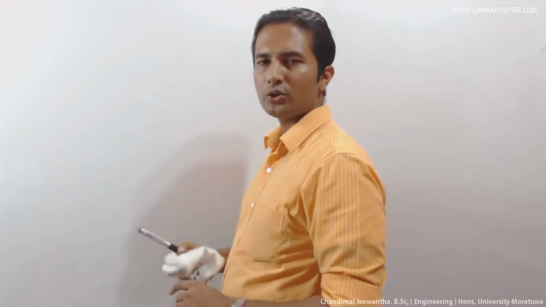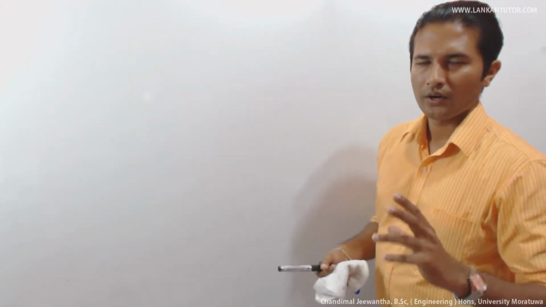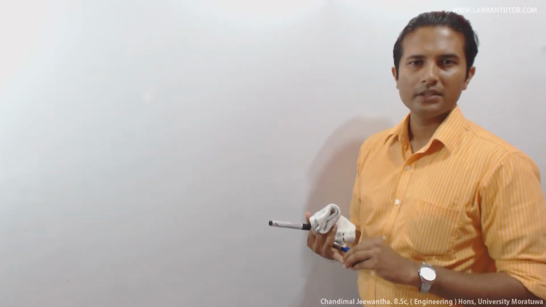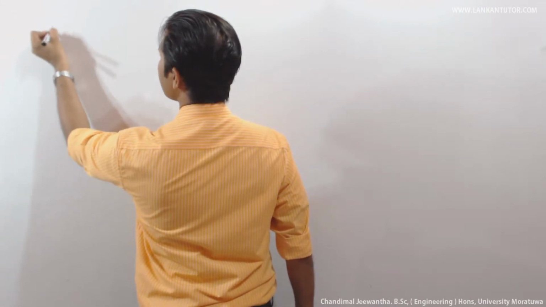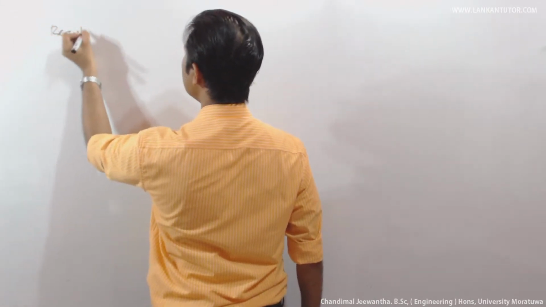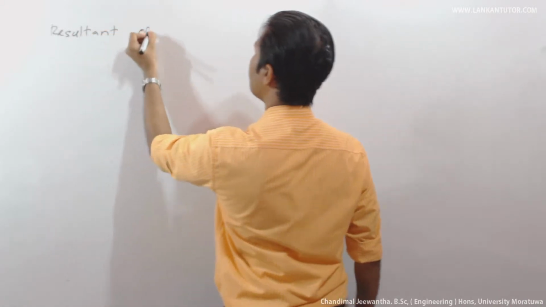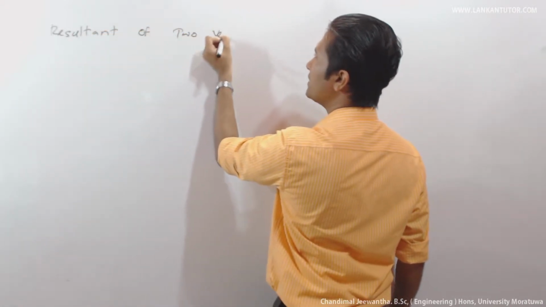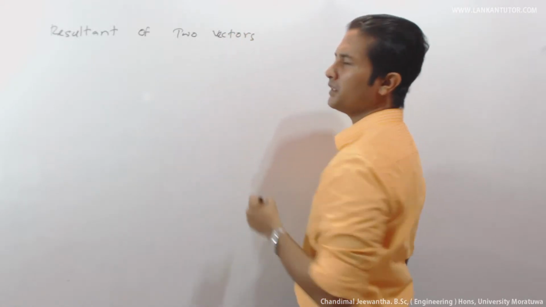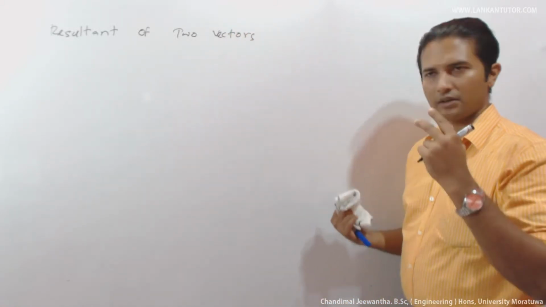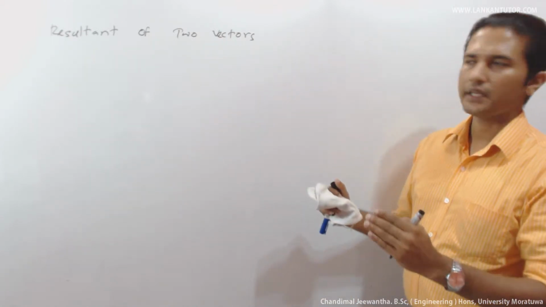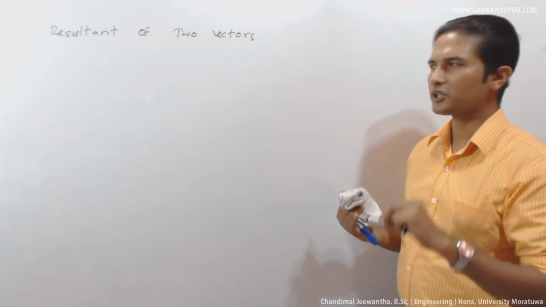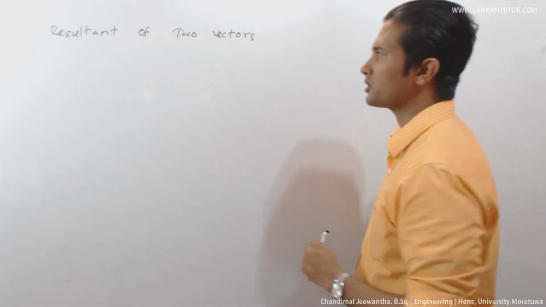Now we can move on to the triangle method in order to get the resultant of two vectors. Considering the resultant of two vectors, we can consider two procedures. One is the triangle procedure, the other one is the parallelogram procedure.